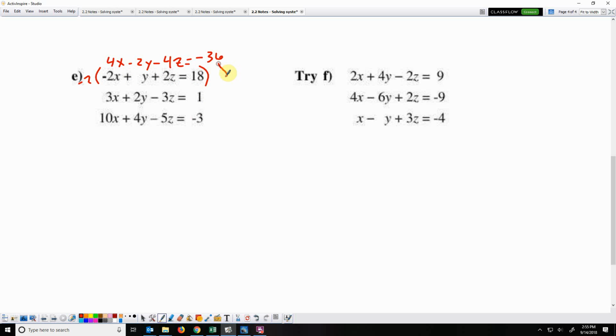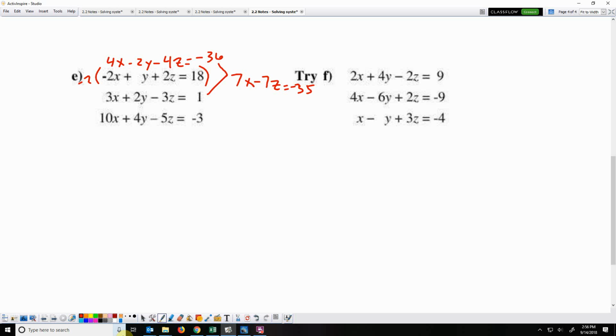And I'm going to combine that with this middle equation. 3x and 4x makes 7x. 2y and -2y, those cancel. -3z and -4z makes -7z. And -36 and 1 makes -35.